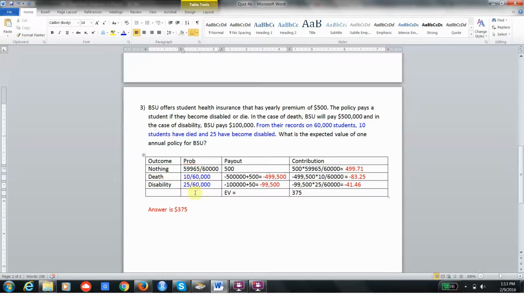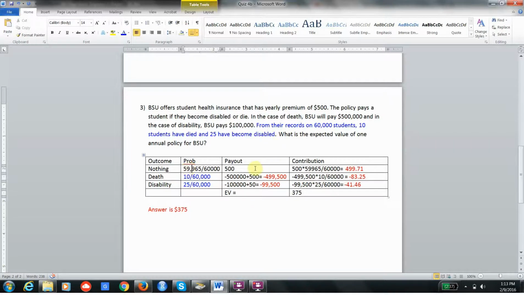Now notice that these have to add up to 60,000. So if I add these and get 35 and subtract it from 60,000, I'm going to get 59,965. That's the probability that nothing happens to a student. Okay, out of their 60,000 students, 59,965 had neither disability or death.